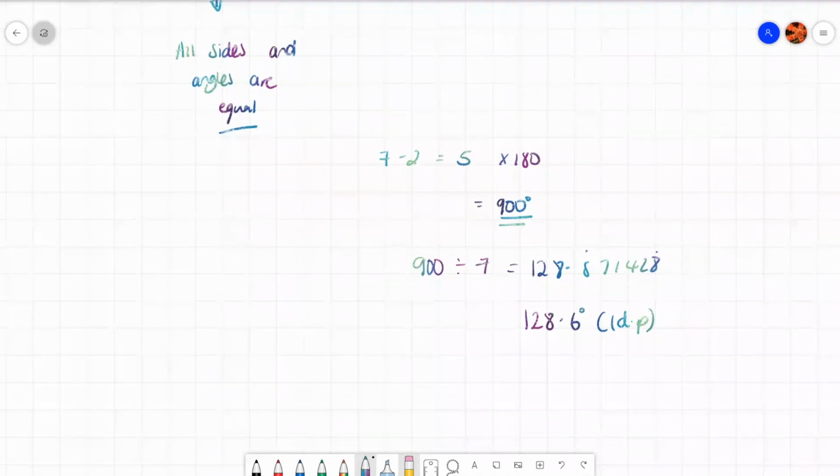So this was today's lesson to do with interior angles, the sum of interior angles, and then obviously using that to work out missing angles or an individual angle.